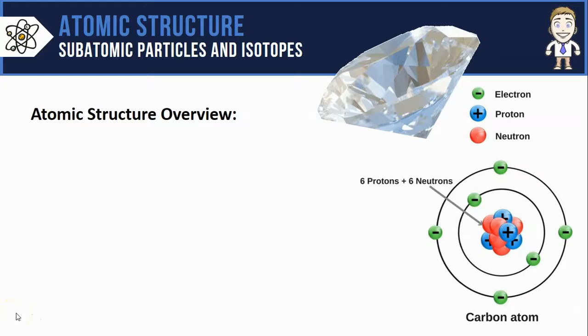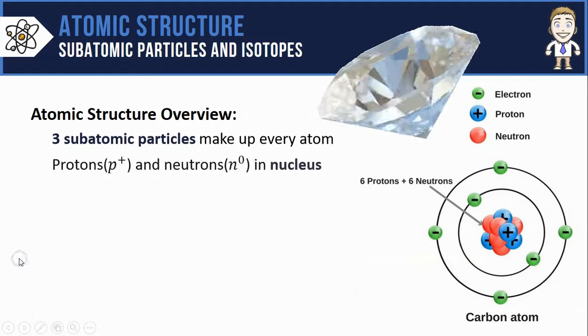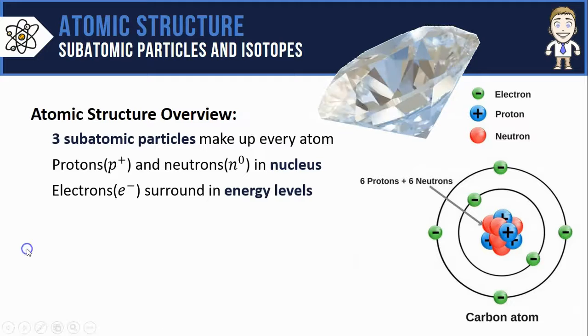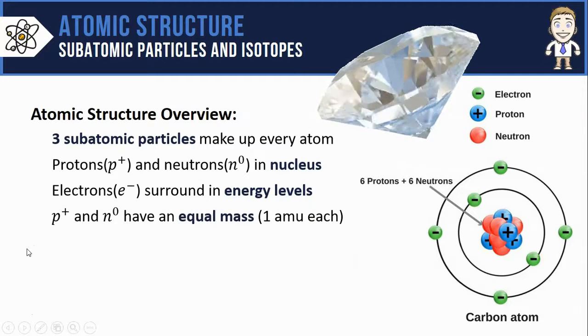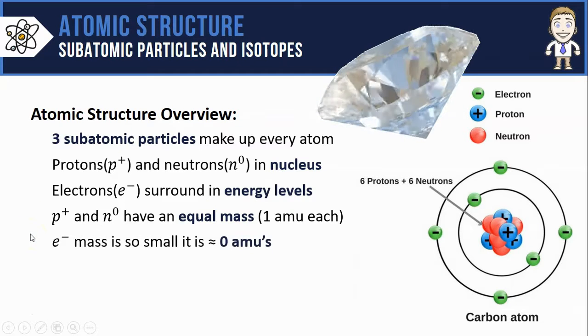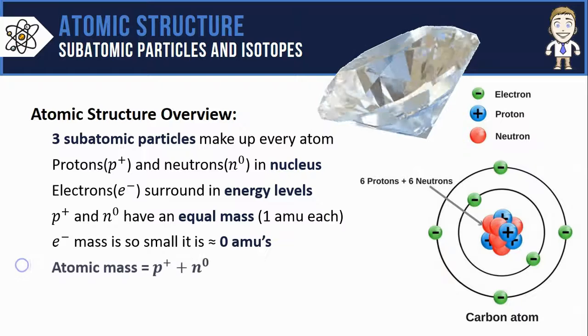on the bottom right. Now, just like all atoms, there's three subatomic particles that make up these carbon atoms. Those are protons and neutrons, which we find in the nucleus, and electrons, which surround the nucleus in energy levels. The protons and neutrons are the heavy parts of the atom, and they have equal masses at 1 AMU, or atomic mass unit each, whereas the electrons are so insanely light and small that we say they have approximately no mass whatsoever.